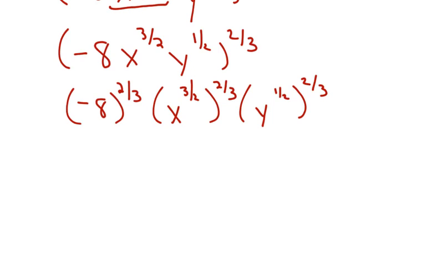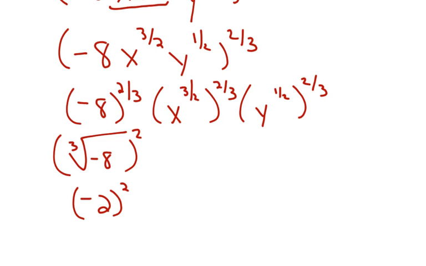Okay, so now let's talk about negative 8 to the 2/3 power. This is the same thing as the cubed root of negative 8, and then we're going to square it. Well, the cube root of negative 8 is negative 2, and then negative 2 squared is 4. All right, let's go to the next part of the problem, the x to the 3/2 to the 2/3. This is the case where we multiply the exponents. Well, when I multiply them, 3/2 times 2/3 is 6/6, otherwise known as 1. So you have an x to the first.